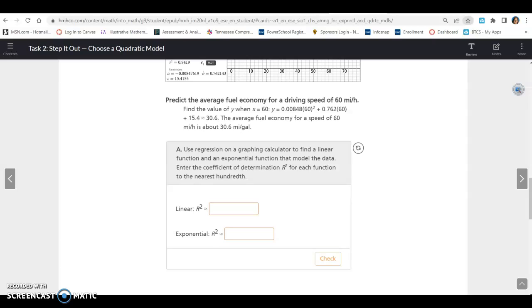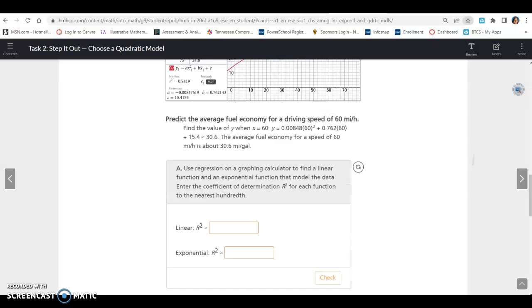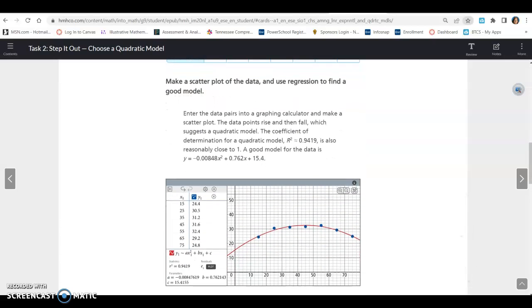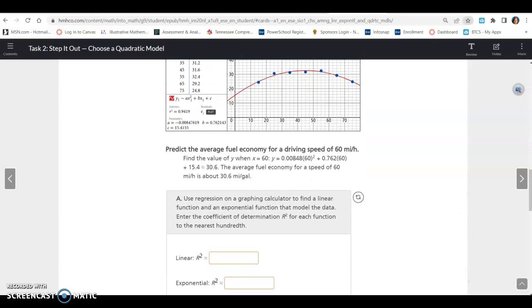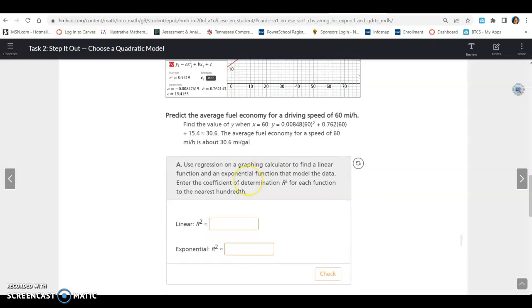So now it says predict the average fuel economy for driving speed. All right, so predict the average fuel economy for a driving speed of 60 miles per hour. Find the value of y when x equals 60. So all we have to do is take the equation that we got using our calculator and plug 60 in for x and solve. When they do that, they got about 30.6. The average fuel economy for a speed of 60 miles per hour is about 30.6 miles per gallon.